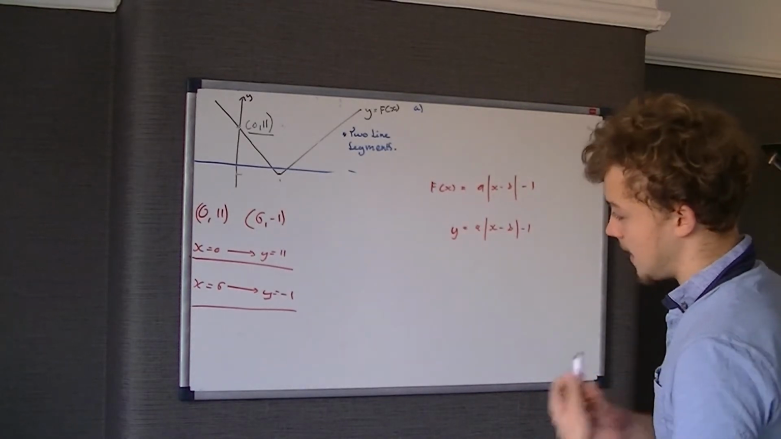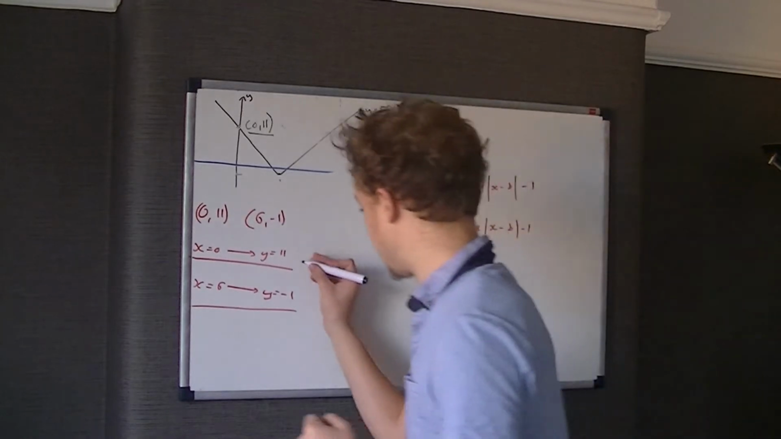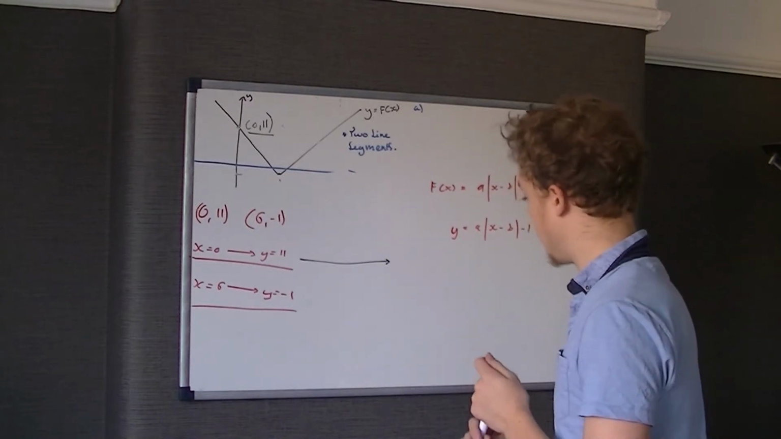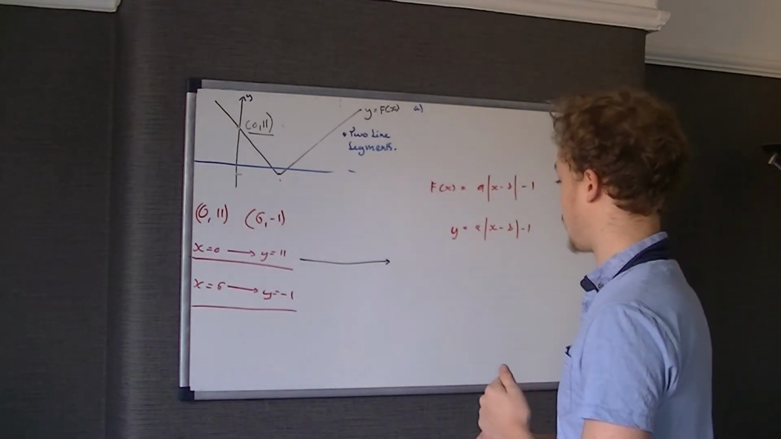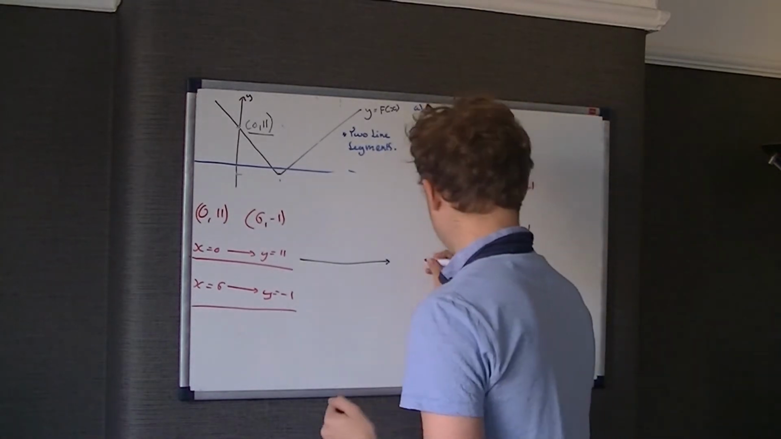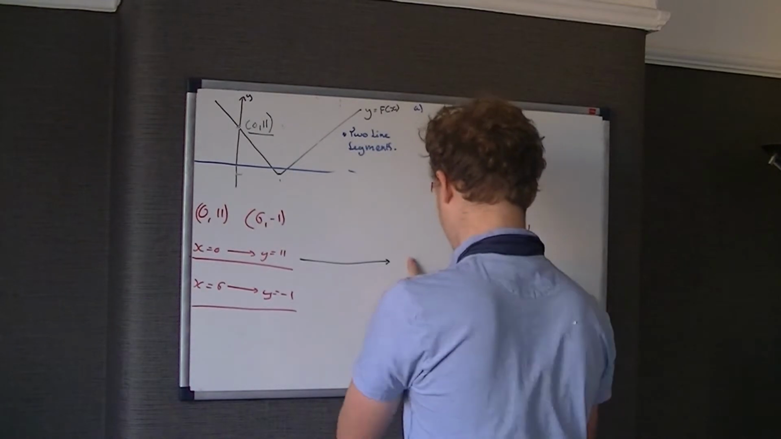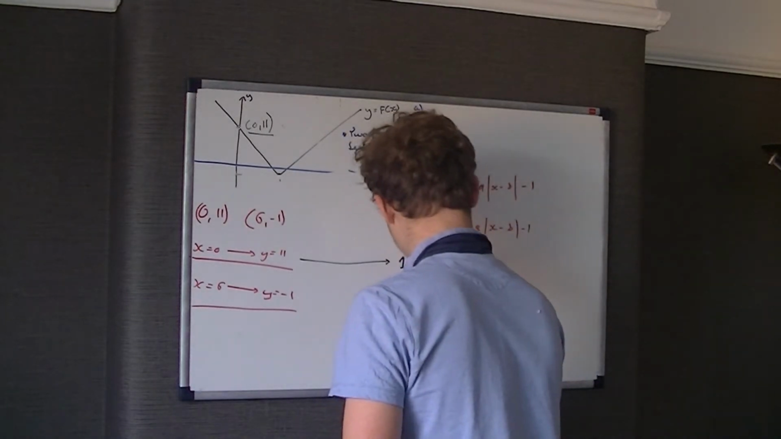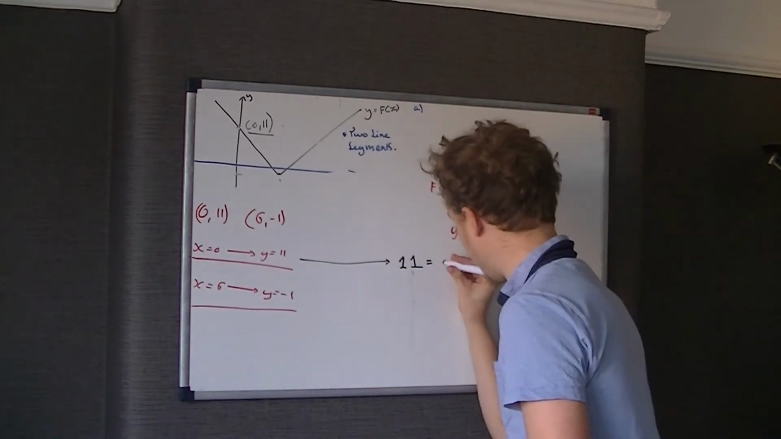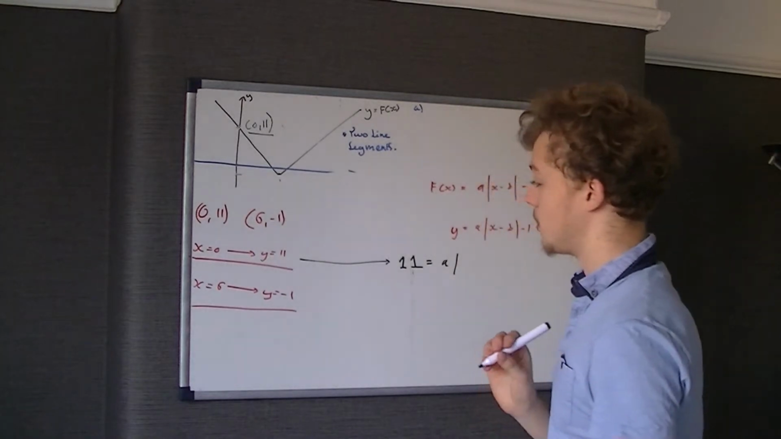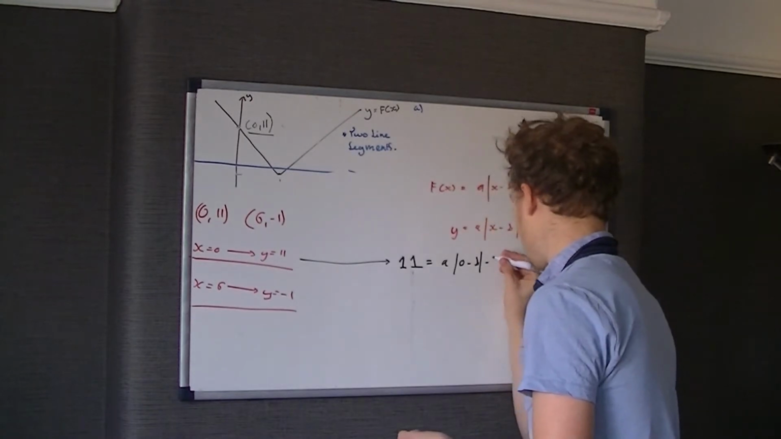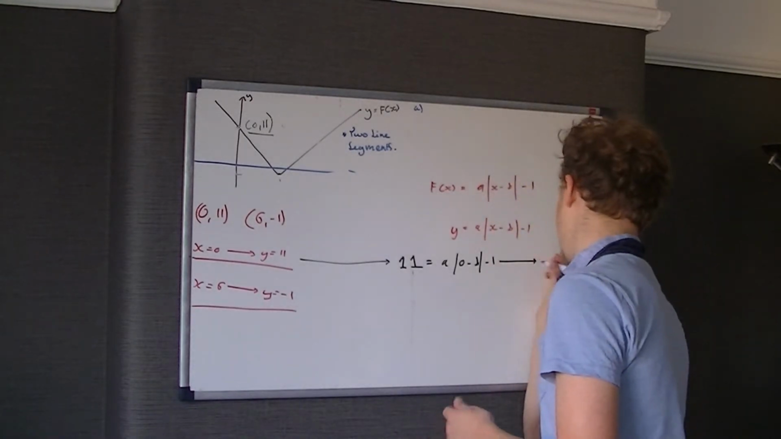So when x is 0, y equals 11. That's the first one I'm going to do. If we put it into what we're given, y equals a times the modulus of x take b minus 1, we know what y is, we know what x is. We're going to plug these numbers in and see what happens. So 11 equals a, we don't know what a is yet, times the modulus of 0 minus b, take 1. So we can simplify this down.